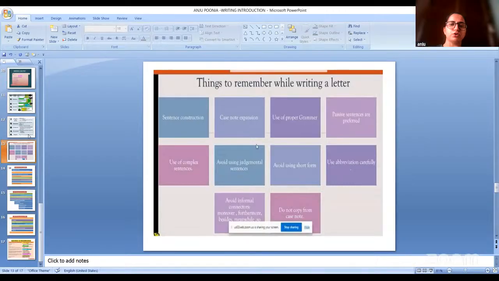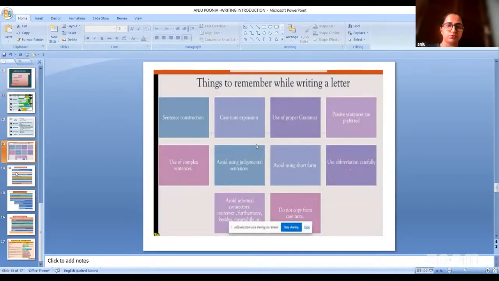But we need to keep in mind the things to remember, which are included in writing. Use of complex sentences. What is a complex sentence? Avoiding judgmental sentences. It doesn't matter if we don't know the sentence formation. If we know complex sentences and compound sentences, we can write in a good way.